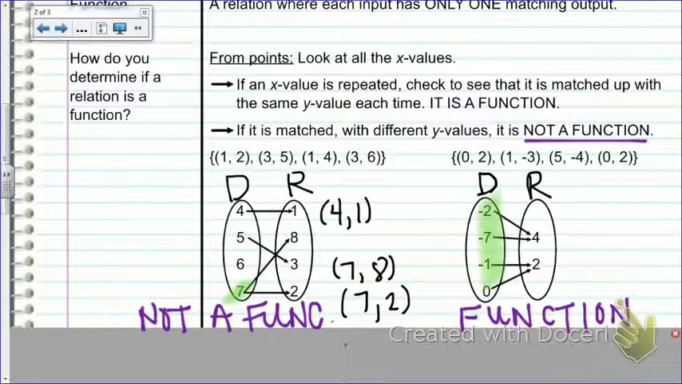Does this make sense? Okay. We'll look at how to do this graphically. I have one more example from points, and this is going to be from a table.